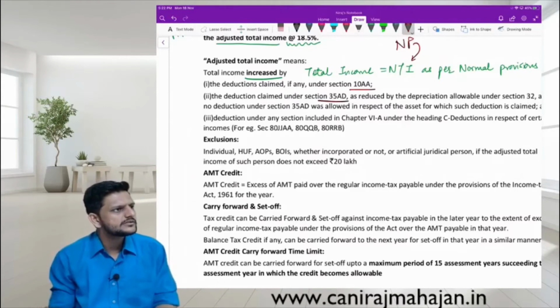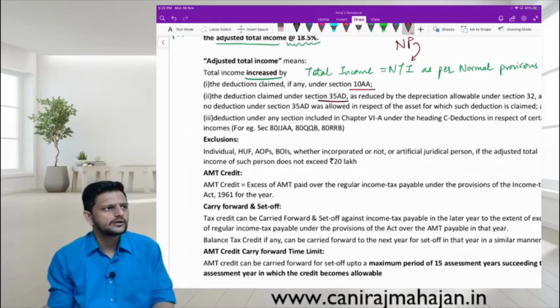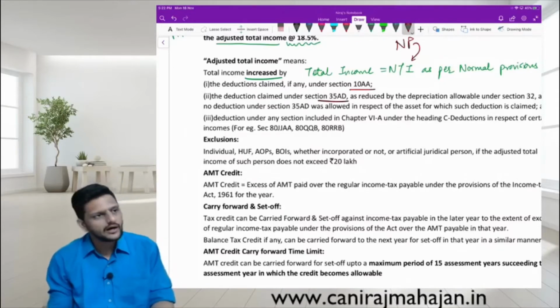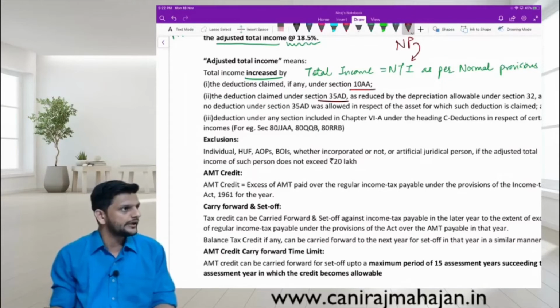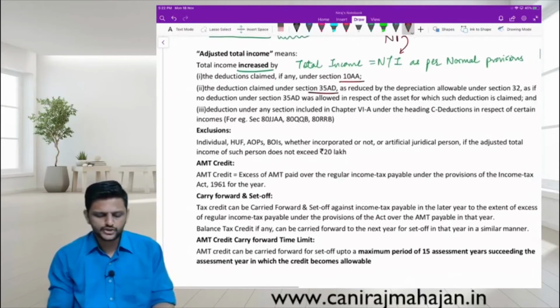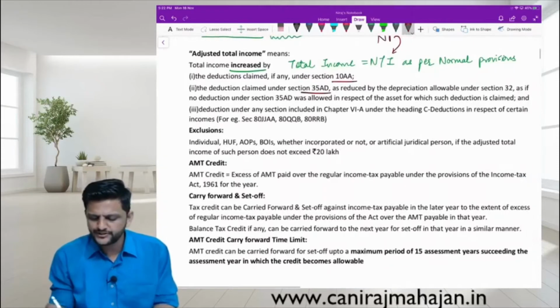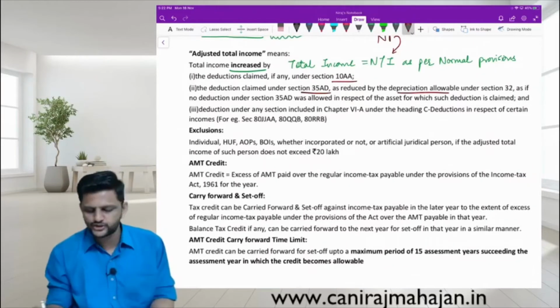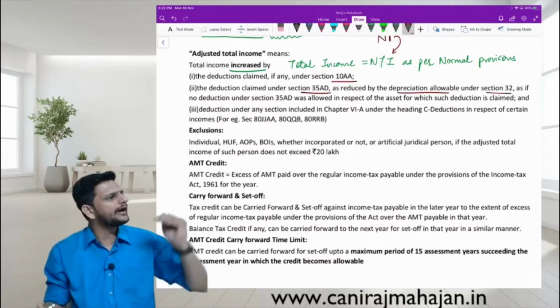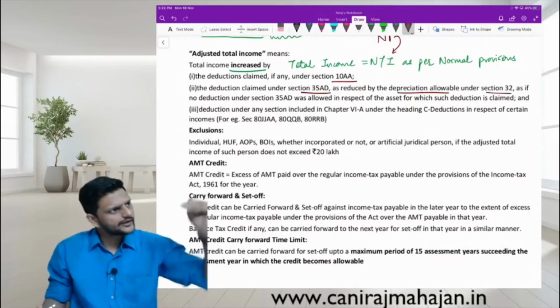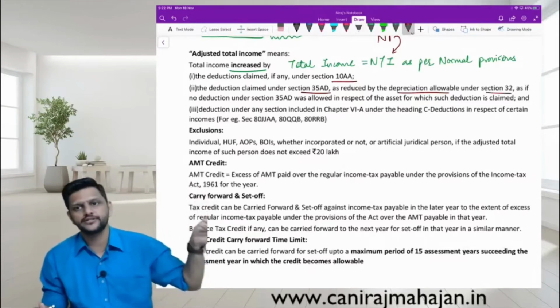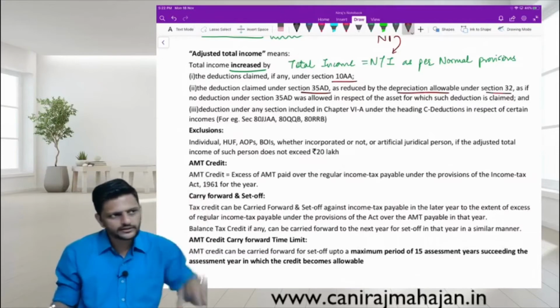Specified business: is capital expenditure allowed or not? Capital expenditure is allowed if it is claimed. So 35AD as reduced by depreciation allowable under section 32. Add back what? 35AD. Reduce what? Allowable depreciation. Why allowable depreciation?